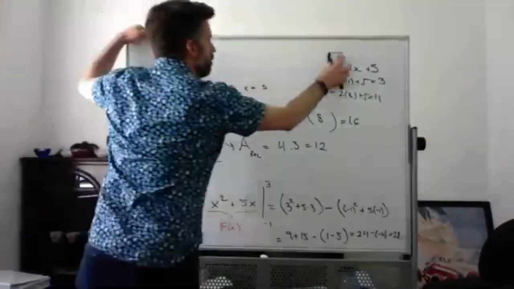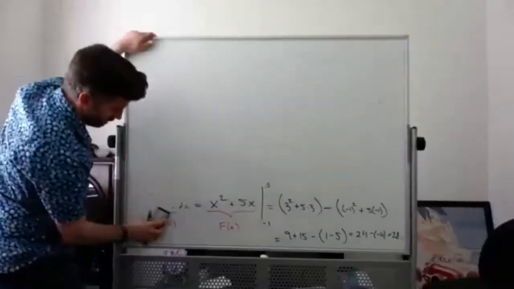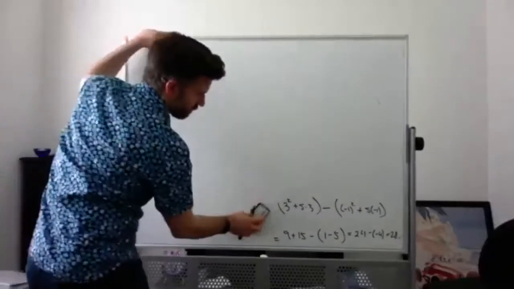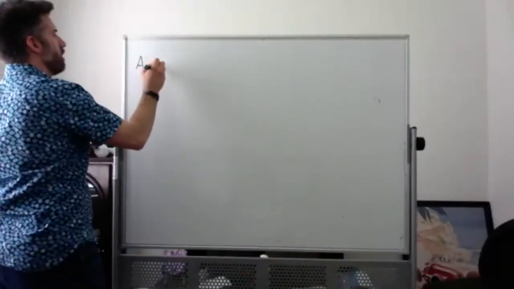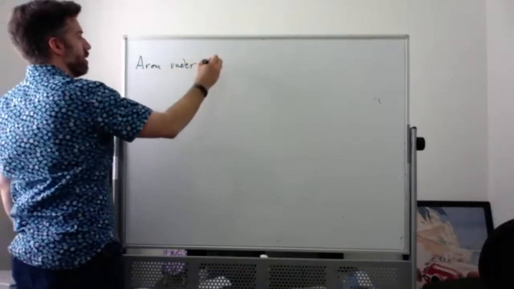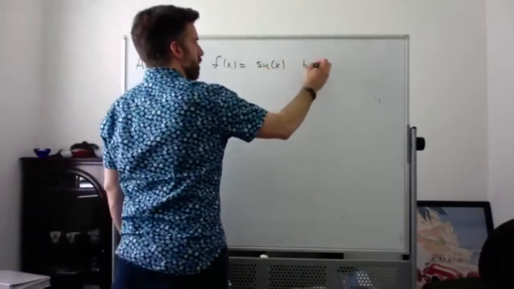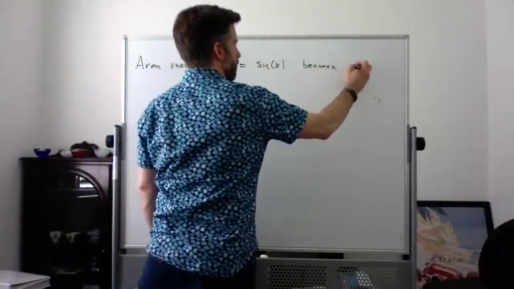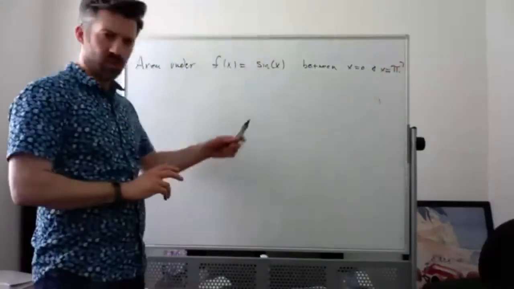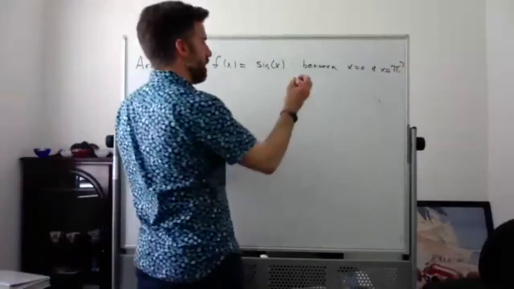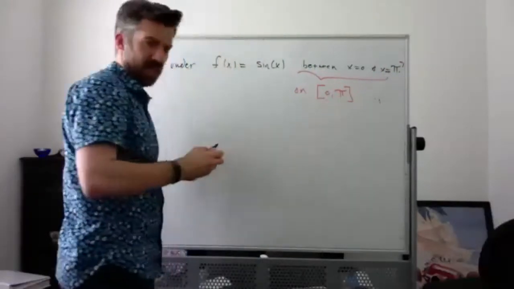So then we can use definite integrals to find areas under curves. For example, what's the area under f of x equal to sine of x between x equal to 0 and x equal to pi? Sometimes people will shorten this notation over here. Sometimes people will just say on the interval from 0 to pi. It's a little more concise to write it that way.